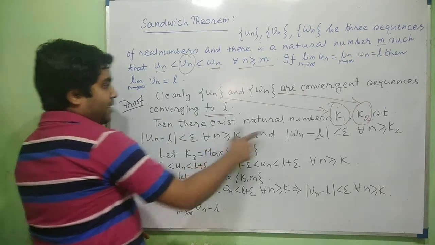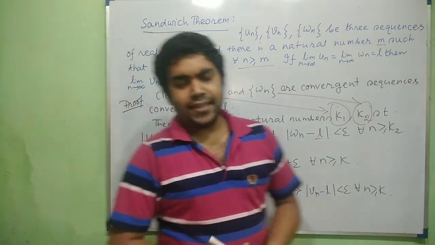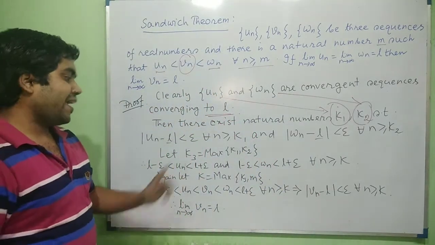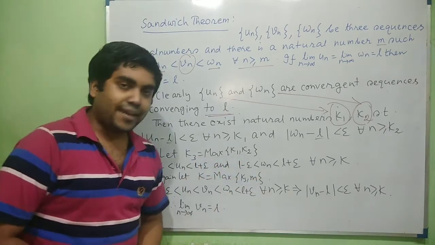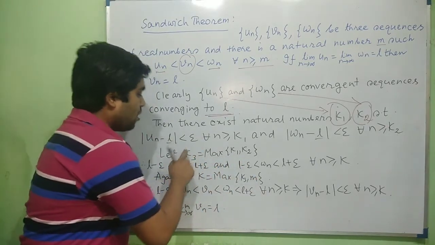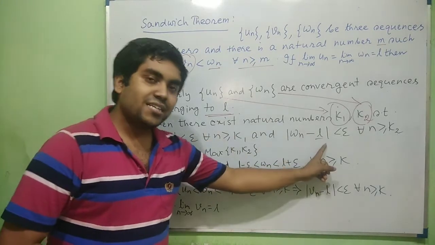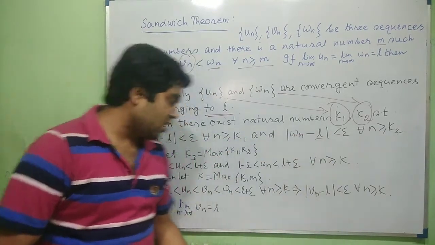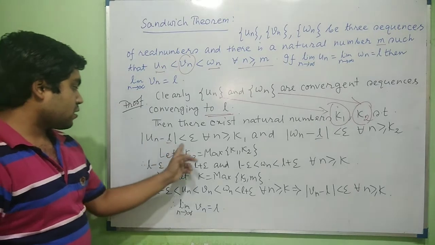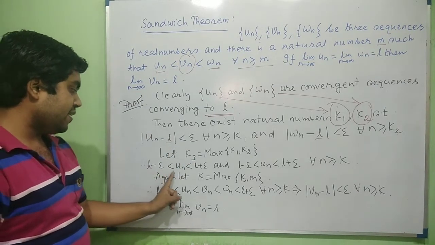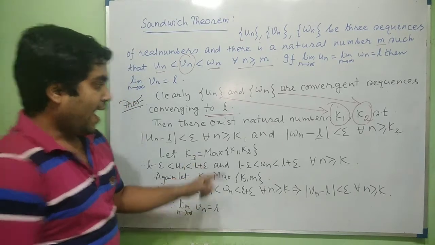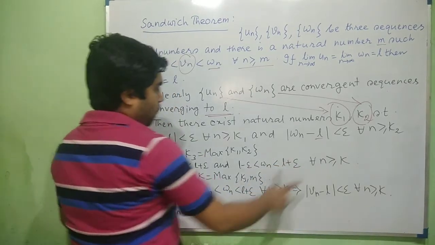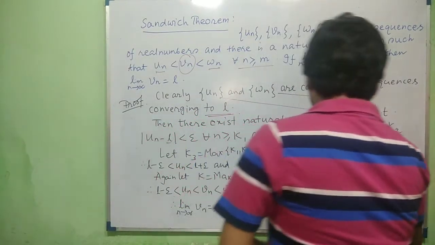k1 and k2 both are natural numbers, and one of them is larger than the other. We consider k3 as the maximum of k1 and k2. The maximum number must satisfy both relations, so both relations are satisfied by k3. So we can state that L minus epsilon is less than un is less than L plus epsilon, and L minus epsilon is less than wn is less than L plus epsilon, for all n greater than or equal to k3.